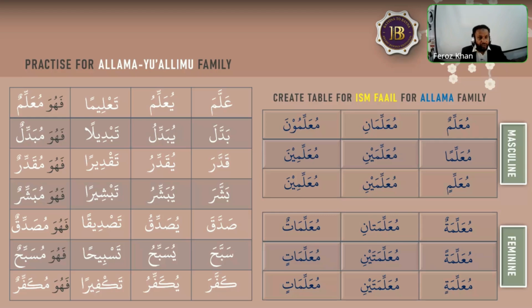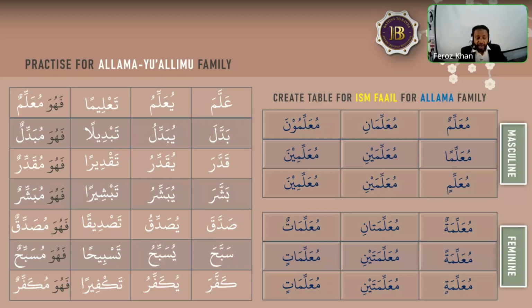So in the Qur'an, when you are reading, you come across a word on this pattern, you should know Allah is talking about the doer of this action. Muqaddirun, muallimun, mubashirun, musaddiqun, munazzilun. These are all the doer format. The Arabic word for doer is ism fa'il. Ism, noun, fa'il, doer. Okay?